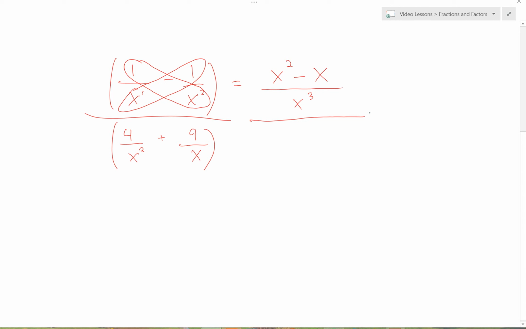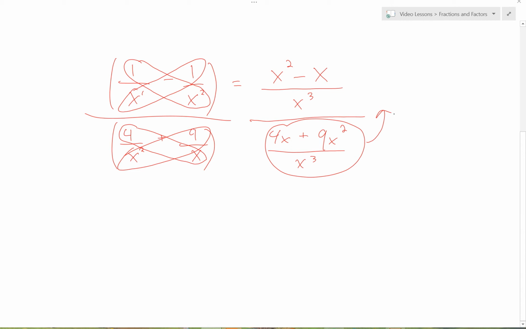Now we do the same thing for the bottom. So 4 times x is 4x. Then we have a plus sign, and then we do 9 times x squared to get 9x squared, and we divide by the product of the denominators, which again is x to the third. Now at this point we have a fraction divided by a fraction. So we could take this one, bring it to the numerator, and flip it upside down. So we have x to the third divided by 4x plus 9x squared.